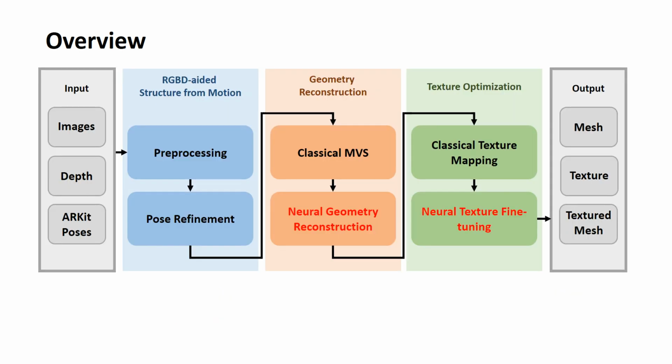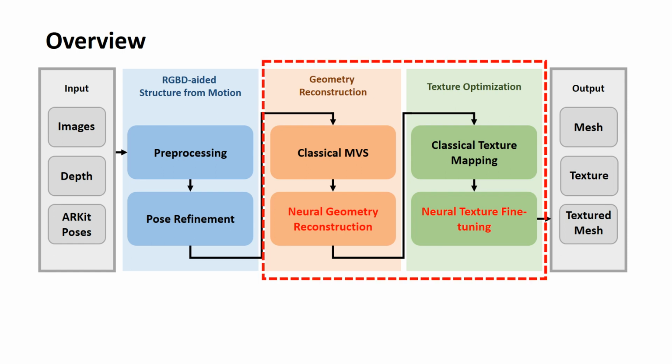This is the overview of our pipeline. It consists of three steps: RGBD-aided structure from motion, geometry reconstruction, and texture optimization. We propose the RGBD-aided SFM to refine initial poses from ARKit. To improve the classical geometry reconstruction and texture mapping, we apply a neural geometry representation and neural texture fine-tuning to update 3D geometry and texture maps.